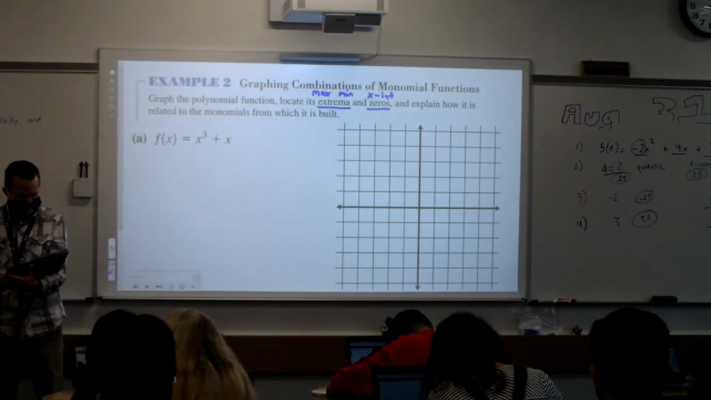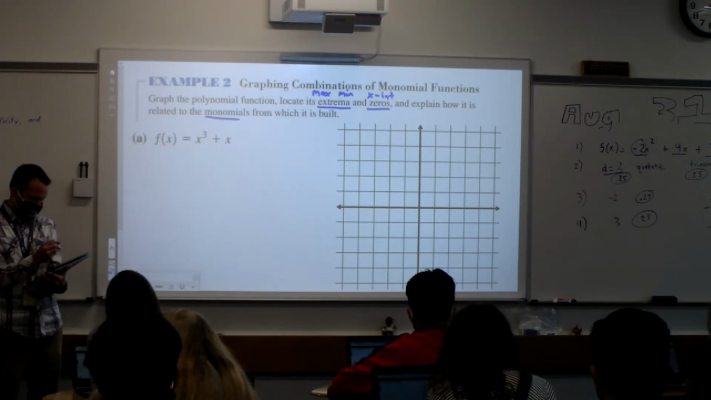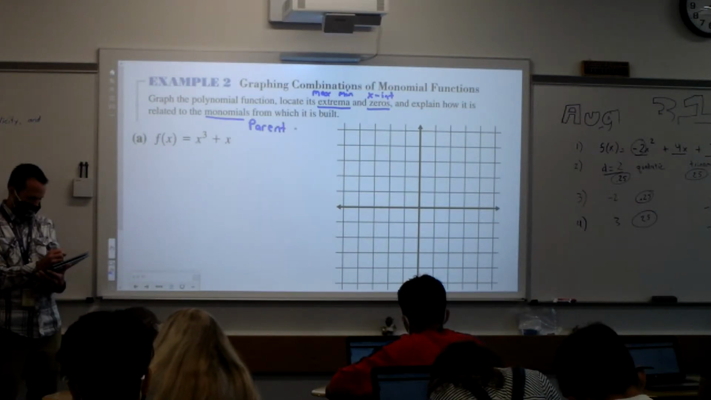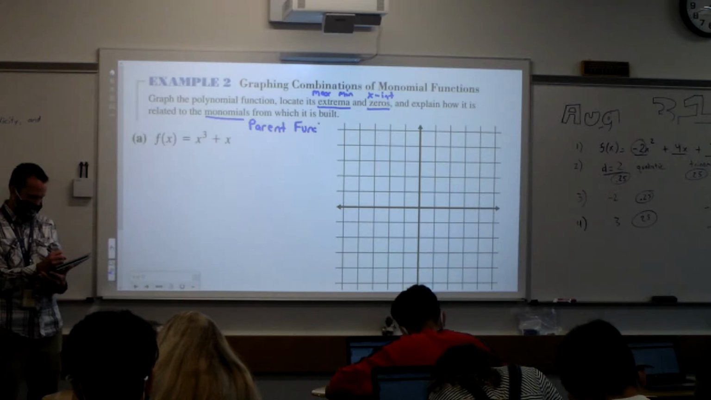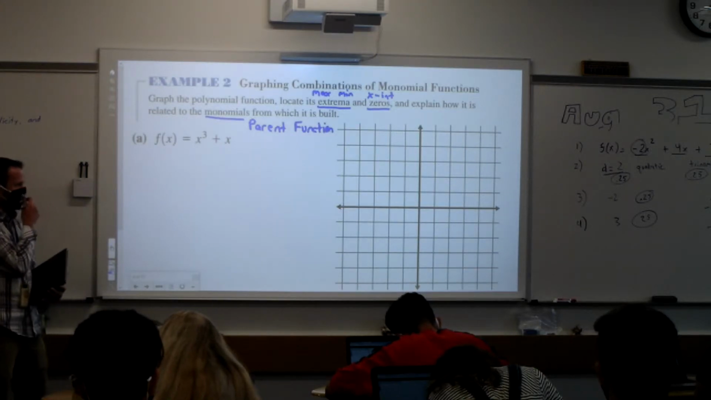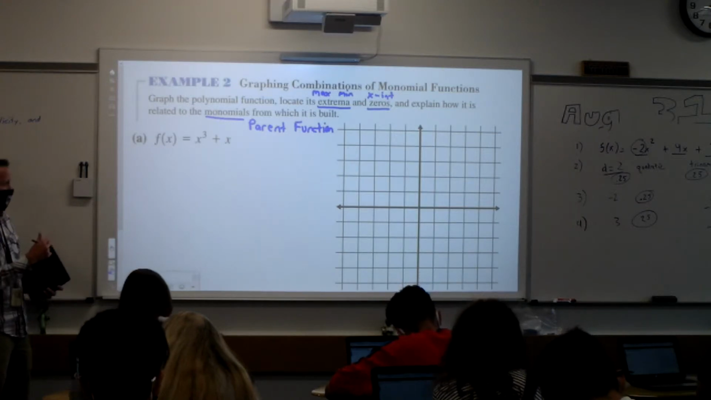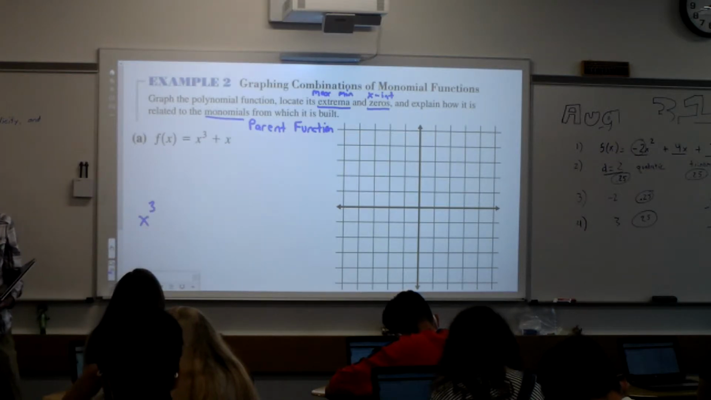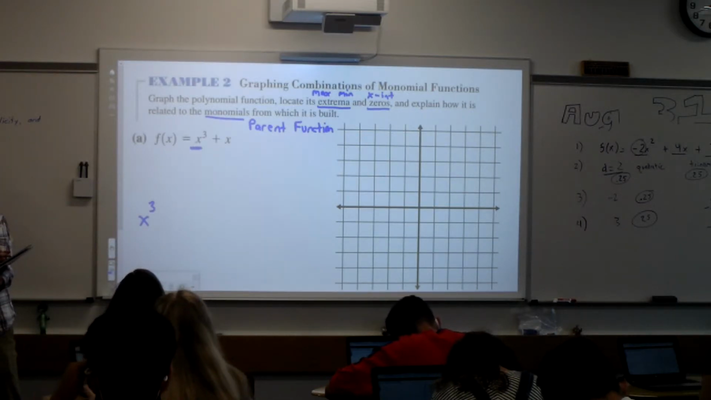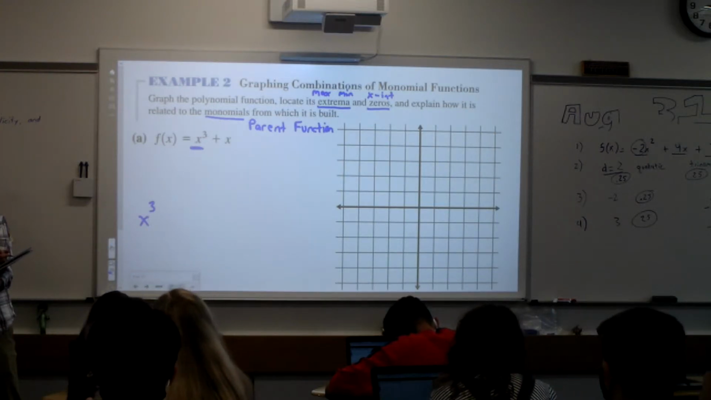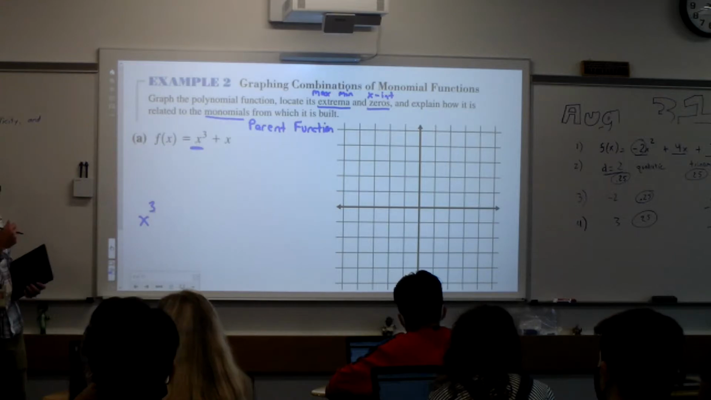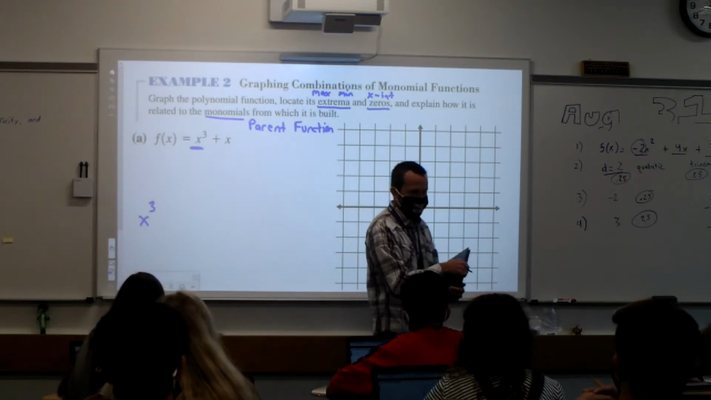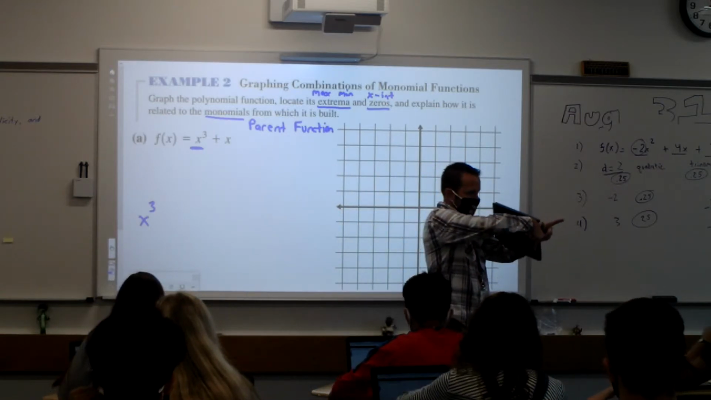And then lastly, it says explain how it is related to the monomials from which it was built. In other words, it's saying let's compare it to the parent function. So our parent functions are just our very basic graphs, and then we're going to compare it to the ones that are transformed. So in this case, we're going to look at x cubed. That's our parent function here, right? Do you see how x cubed is the highest exponent, so our degree is 3. So the general shape this is going to take on is x cubed, what does that look like? Show me with your hands. X cubed is, which one? It's hard for me to do it on this, but it makes that S curve, right?